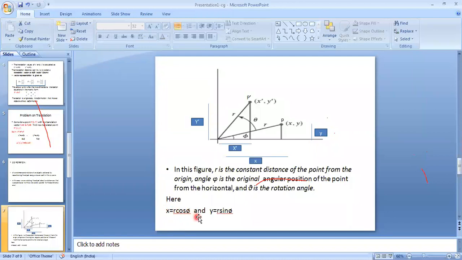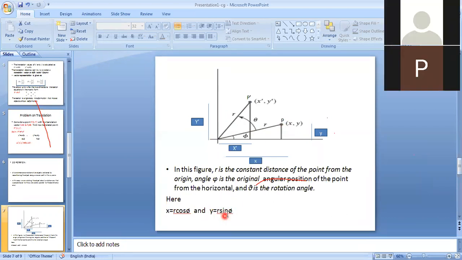On the same lines, coming to y. What is this y? Y is r sin phi. What is sin of phi? Sin of anything is perpendicular divided by hypotenuse. So sin phi becomes y divided by r, that is perpendicular divided by hypotenuse. So y is equal to r sin phi. Keep this in mind: x is equal to r cos phi, y is equal to r sin phi.